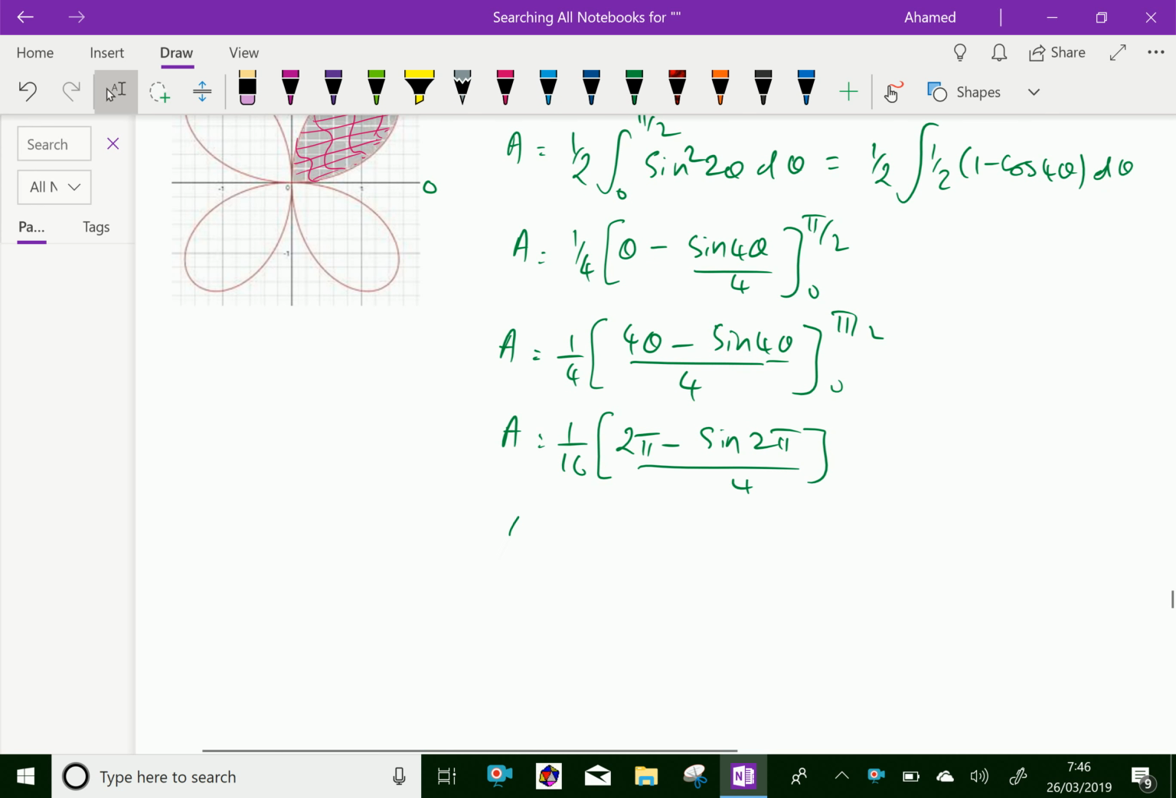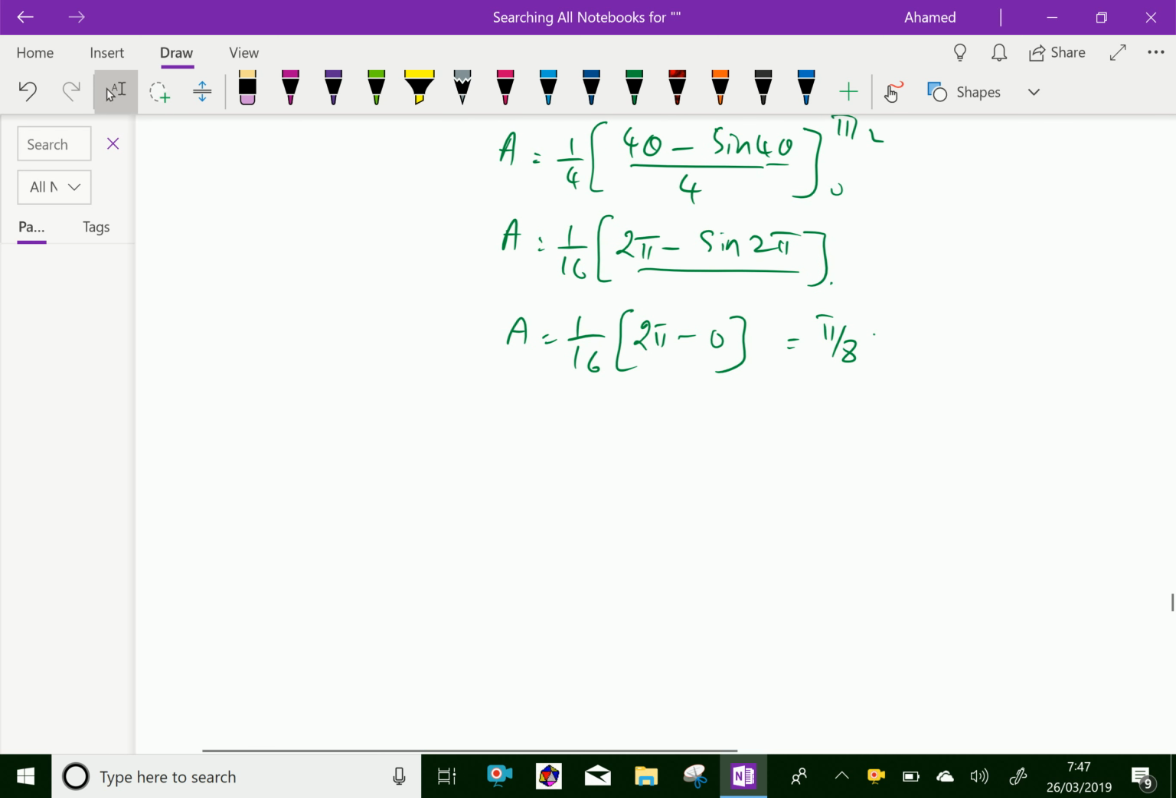Now, which is equal to 1/16 of 2 pi minus sine 2 pi, and sine 2 pi is 0, therefore, because 4 is taken out of 16, 2 pi minus 0, which is equal to pi by 8 square units.